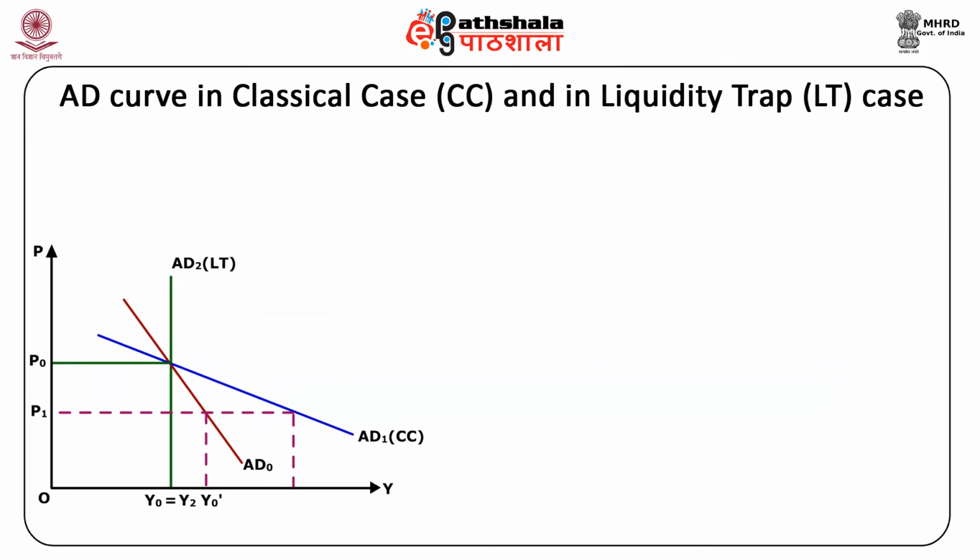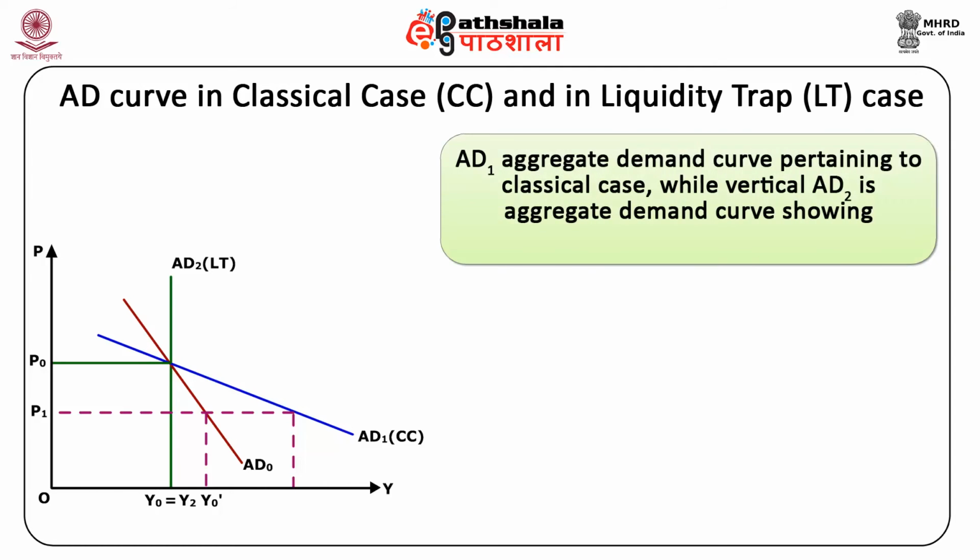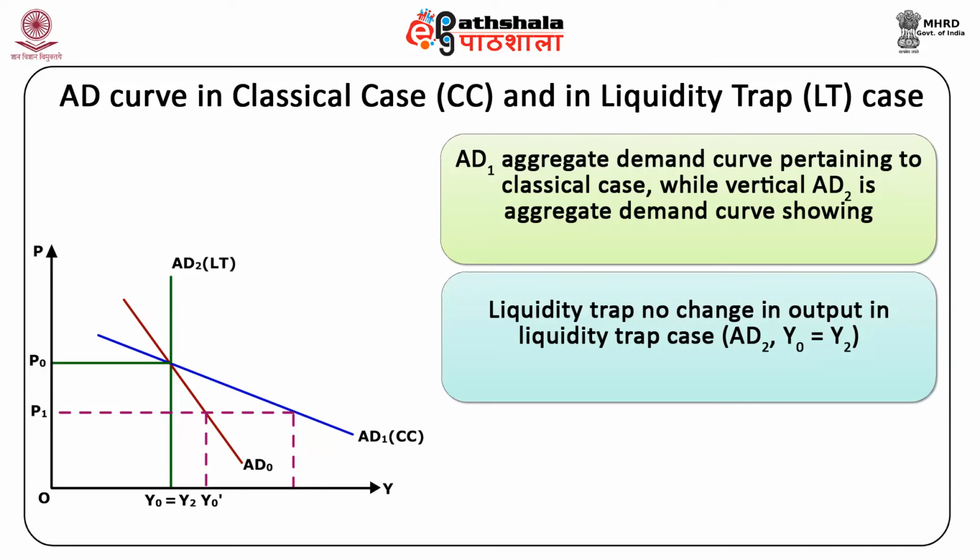The given figure plots three aggregate demand curves. AD0 is the regular downward sloping aggregate demand curve. AD1 is the aggregate demand curve pertaining to the classical case, while the vertical AD2 is the aggregate demand curve showing the liquidity trap. When the price level changes from P0 to P1, there is no change in the output in the liquidity trap case, that is AD2, where Y0 is equal to Y2.